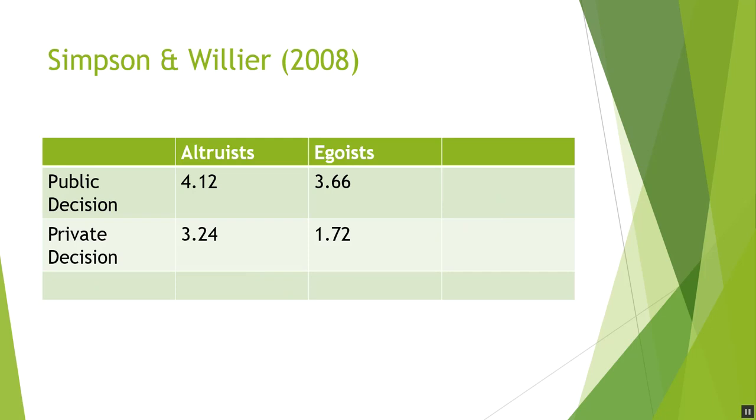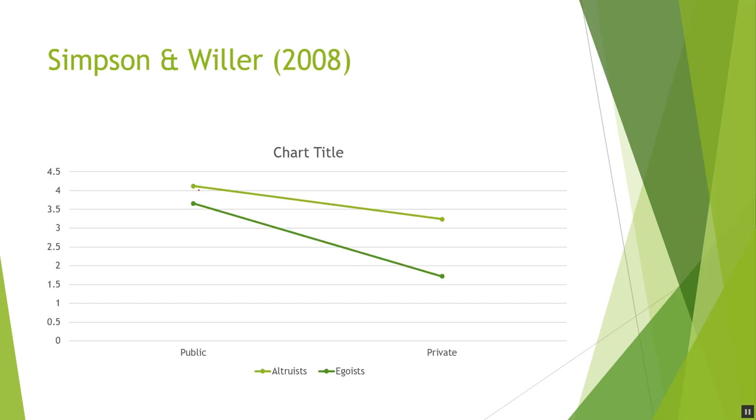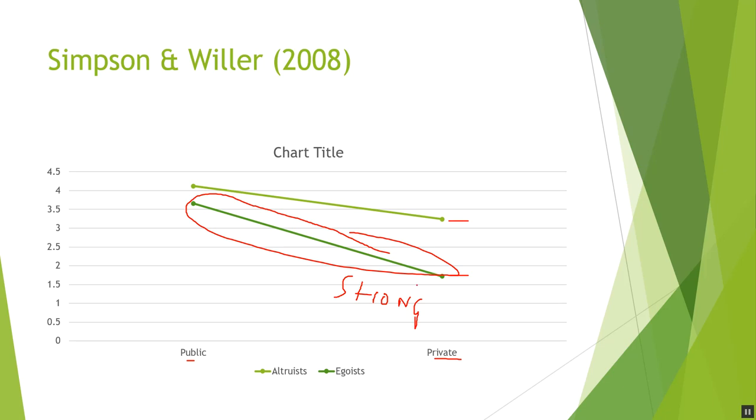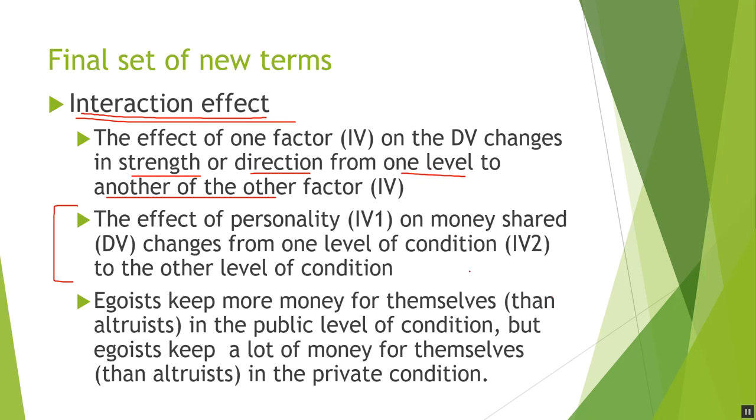And indeed, if we go back here, we see that there is a change in the strength of the relationship between public and private as we go from one personality type to another. Both personality types, as you go from public to private, you see a drop in how much money they share. But notice that the strength of the drop is greater for egoists than it is for altruists. So it's stronger. The drop is weaker here, but it's stronger here. So that meets the definition that we have of an interaction.